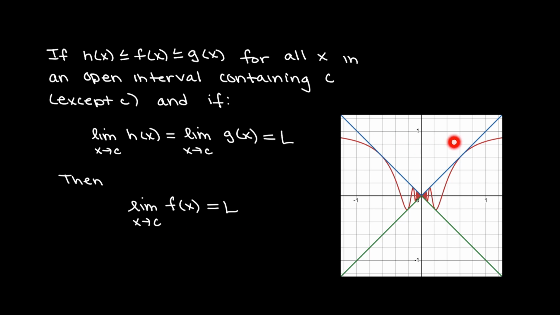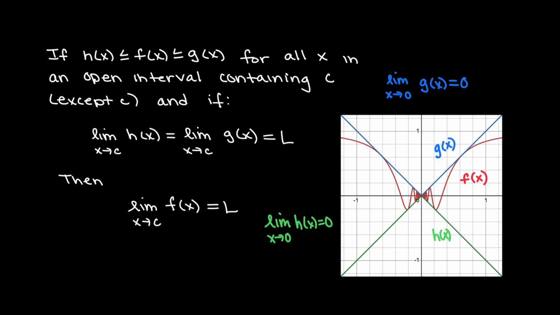And I have a picture over to the side trying to illustrate what this theorem is saying. This theorem is saying that if the function we're interested in, which is this red function in my picture, we'll call that f of x, is always smaller than or equal to another function, we're going to call that g, and always bigger than or equal to a third function called h. So the idea is our function lies between two different functions.